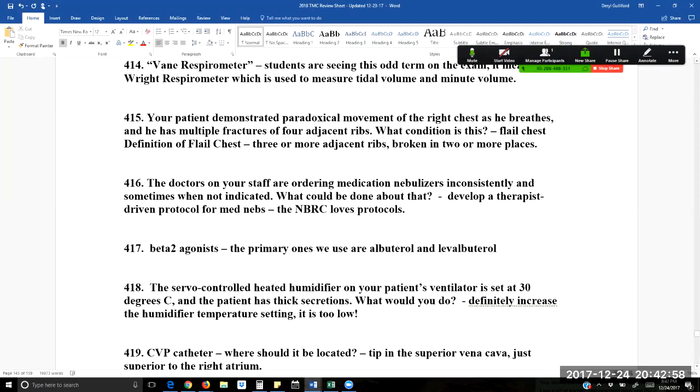416, doctors on staff are ordering medication nebulizers inconsistently, sometimes when not indicated. What do you do? Well, that's where the therapist-driven protocol comes in. And the NBRC loves protocols, so they may very well have one on your test. Basically, this is a set of criteria where the RT decides what the patient needs and how long they need it. It's much better than family doctors trying to order things that they just really don't know very much about. So therapist-driven protocols is the answer.